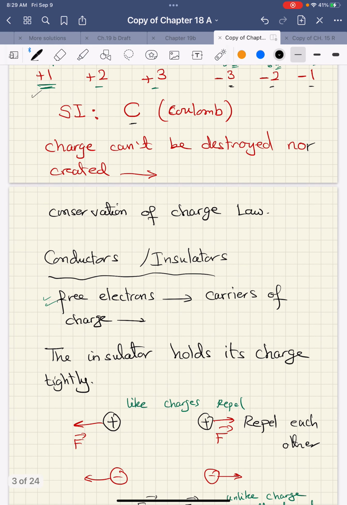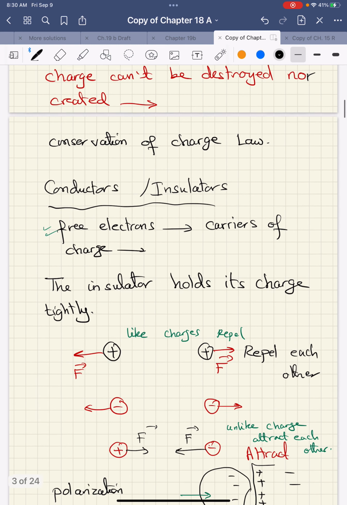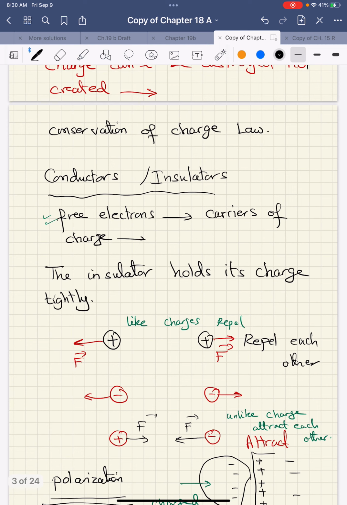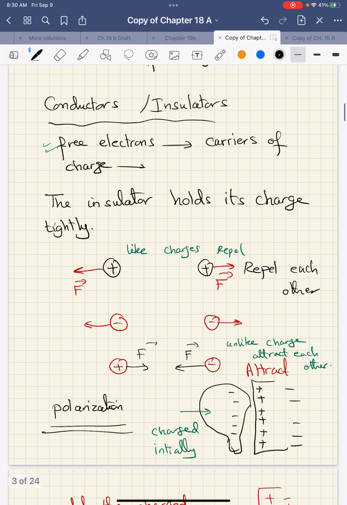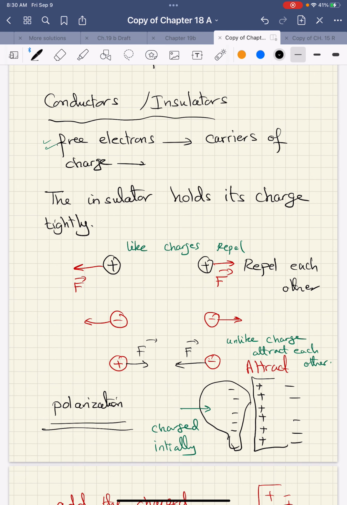Other information: we can also classify materials into conductors and insulators. The conductors have free electrons, they are carriers of charge, and therefore they can transport electricity, whereas the insulators hold the charge tightly and are not able to conduct electricity. Another really important rule is that like charges repel each other, so they are going to be away from each other. These are positives together, these are negatives together. When they are unlike, they are going to attract each other.